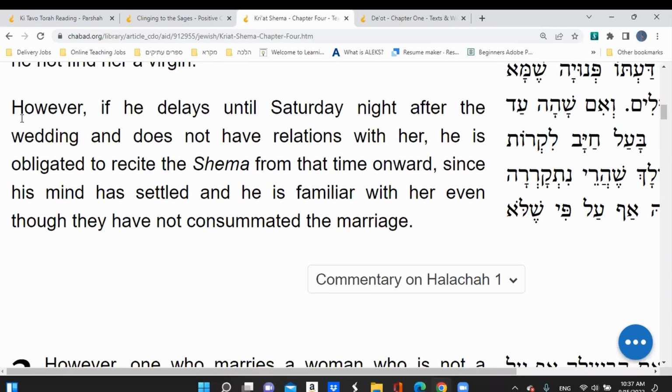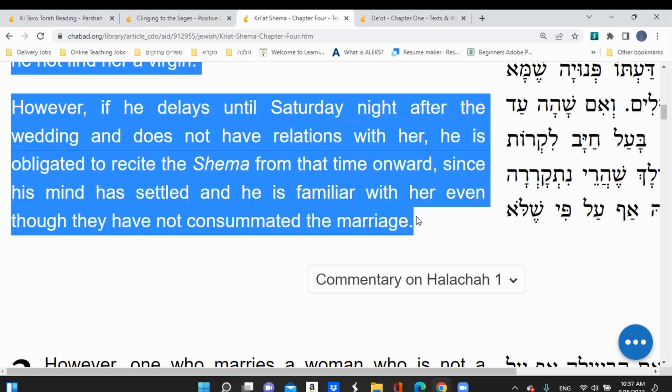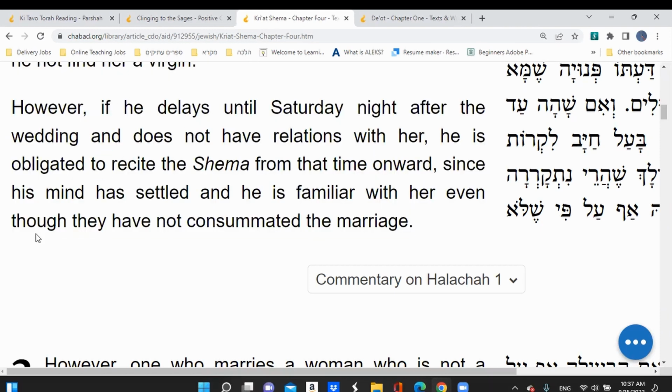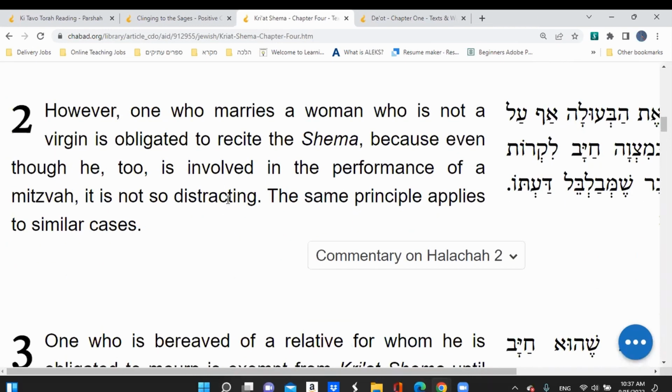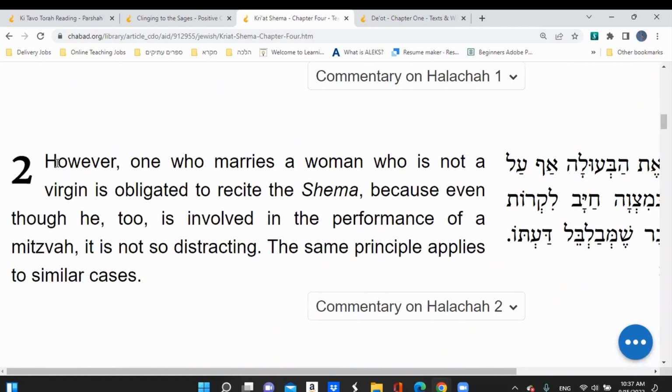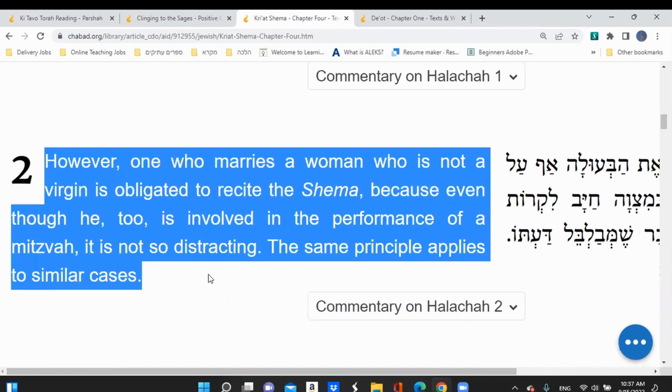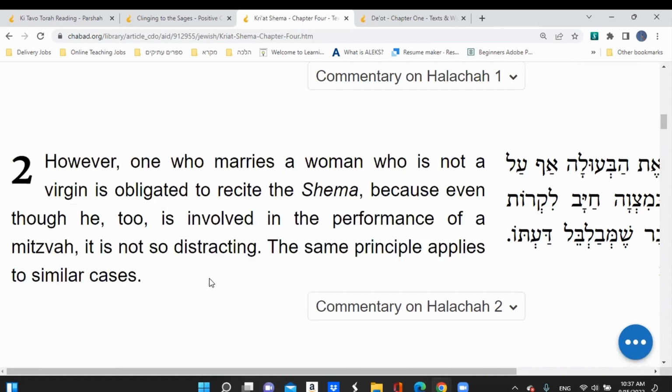All right. Let's skip this part because it's basically just giving more examples and giving an exception. And we read it last week. Number two. However, one who marries a woman who is not a virgin is obligated to recite the Shema, because even though he too is involved in the performance of a mitzvah, it is not so distracting. The same principle applies to similar cases.